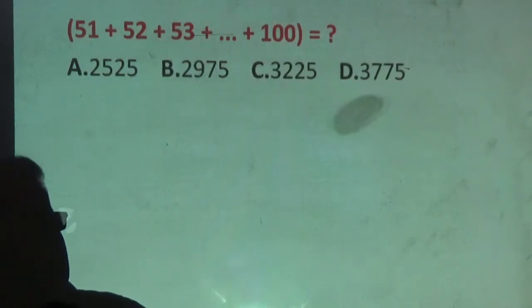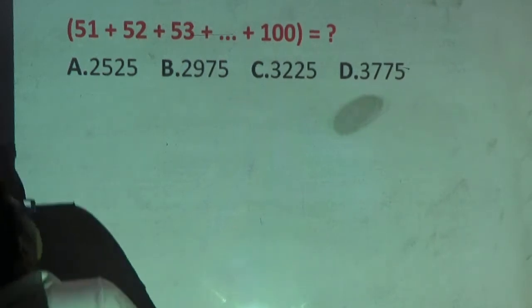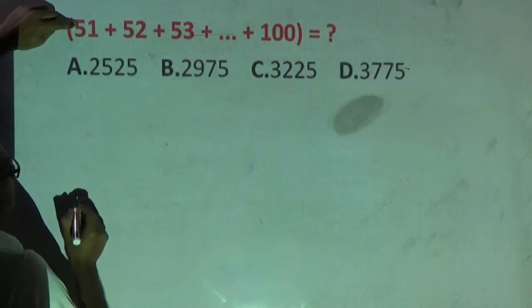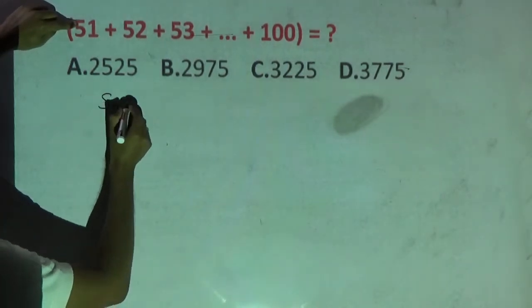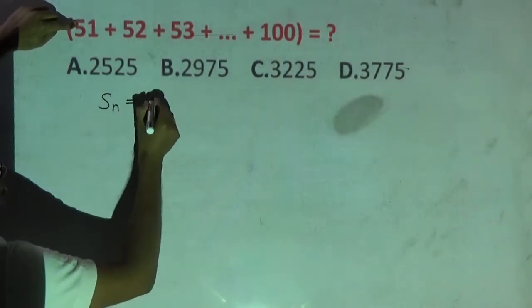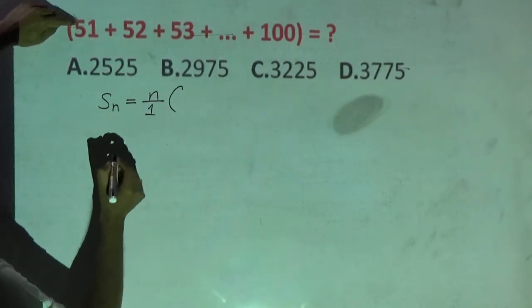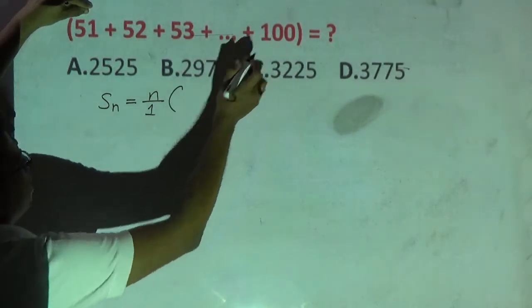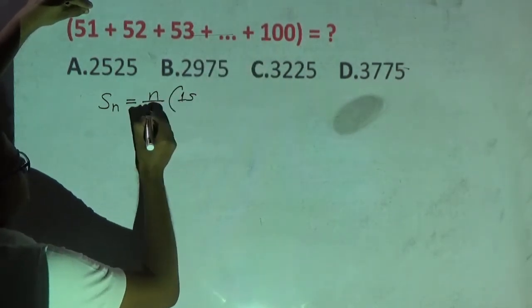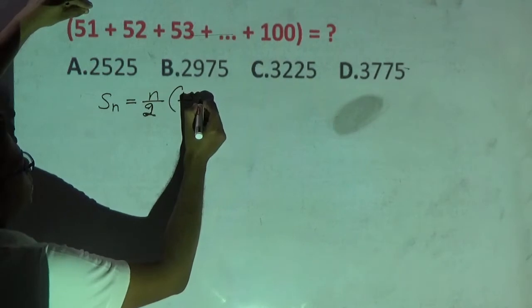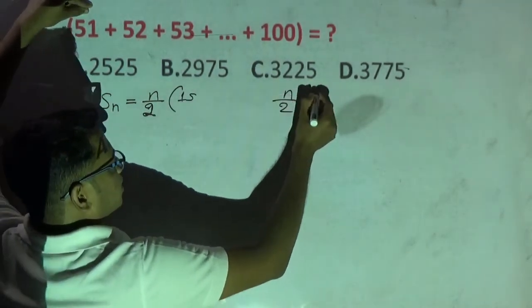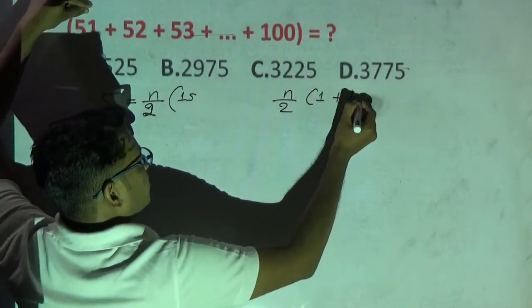Now, 51 plus 52 plus 53 up to 100 I need to find. See, this is in arithmetic progression, right? So you know the first term and last term. In arithmetic progression, the sum of n terms is given by n by 2 into first term plus last term, if you know the first term and last term. What is your first term? 51. Last term 100. First term plus last term is 151. What is the formula? I will write the formula here. n by 2 into first term plus last term.